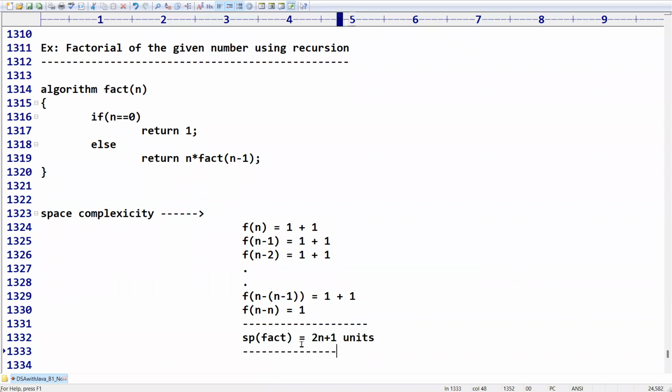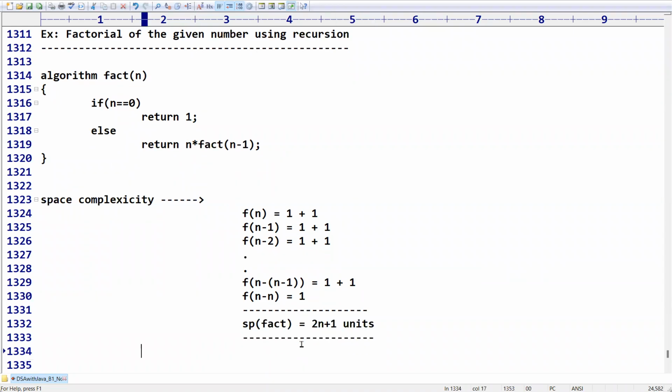You can consider this as big O of n, something like that. That part we will discuss later. As of now, we are not considering those things. As of now, 2n plus 1 units of space is required. So can you please confirm? Do you have any doubt in this algorithm?